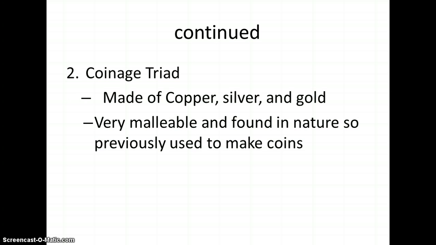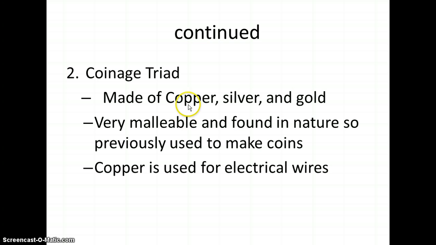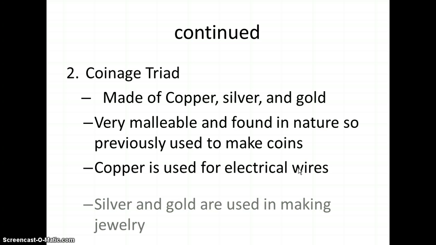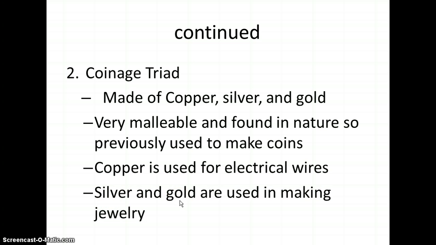All right, coinage triad. We make it of copper, silver, and gold. Coinage hopefully is making you think coins. Yes. These are extremely malleable elements, meaning we can pound them into sheets, and they are found in nature, so they were actually previously made to make coins. No longer do we use the silver and gold to make coins, but we do use the copper pennies. Copper is also used for electrical wires. And silver and gold are going to be used in making jewelry. So both of those things have other uses, but they're still known as the coinage triad.